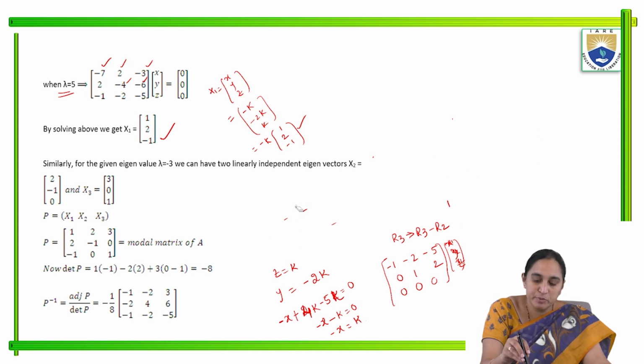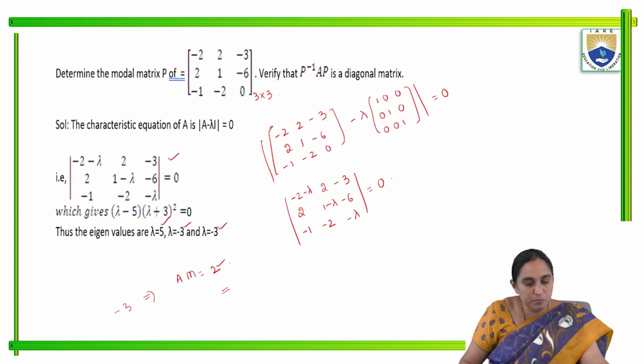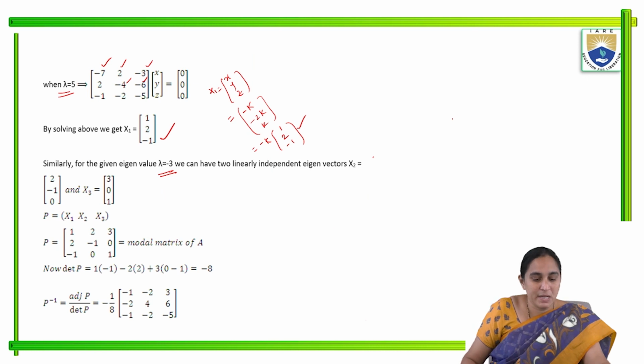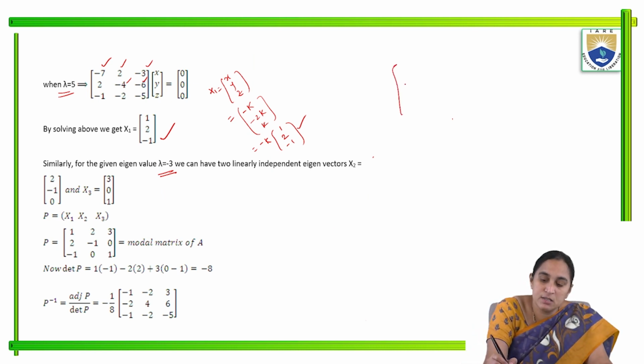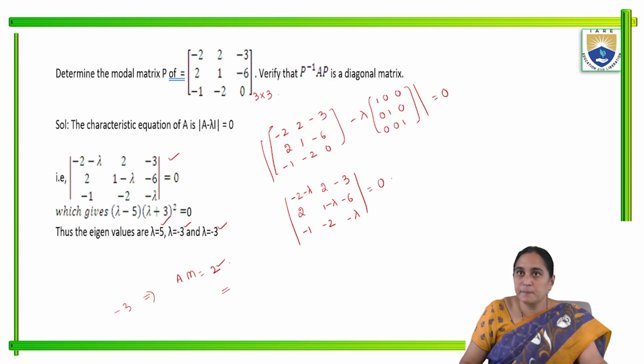Okay, here, for the similar eigenvalues, lambda is equal to minus 3. For that we are discussing the concept. Next one, if lambda is equal to minus 3, for that case, what about the eigenvector form? A minus lambda I into x. There we have to substitute in place of lambda as minus 3. If lambda is equal to minus 3, for that case the formula is A minus lambda I into x is equal to 0.